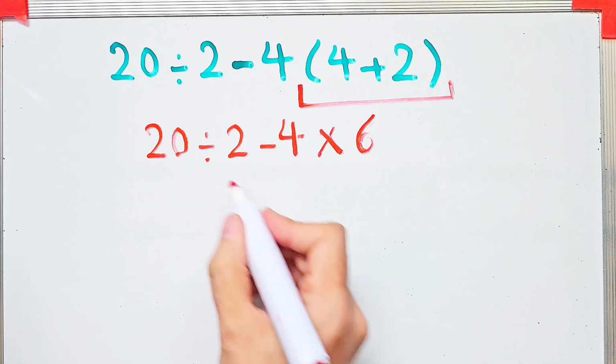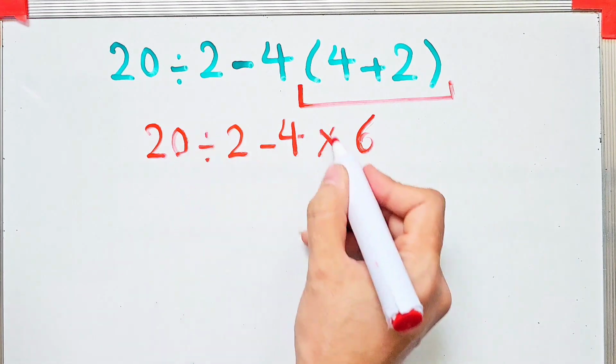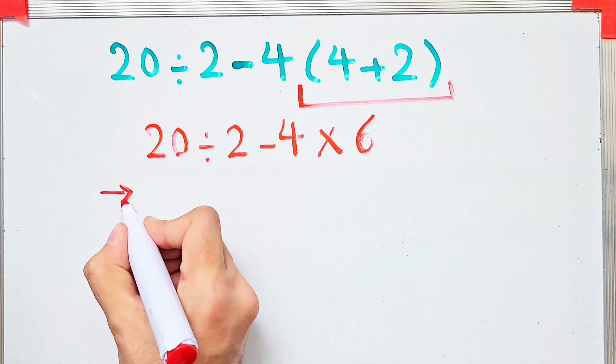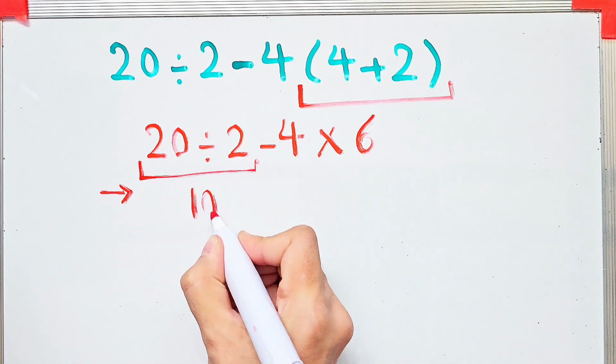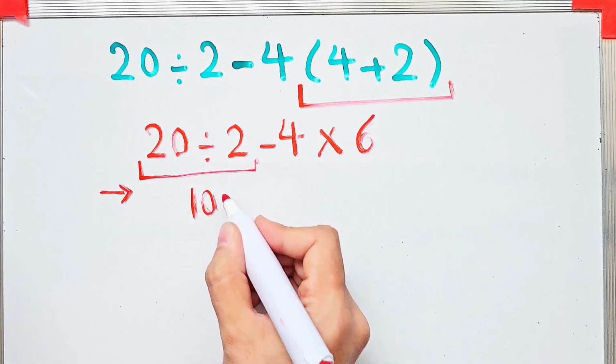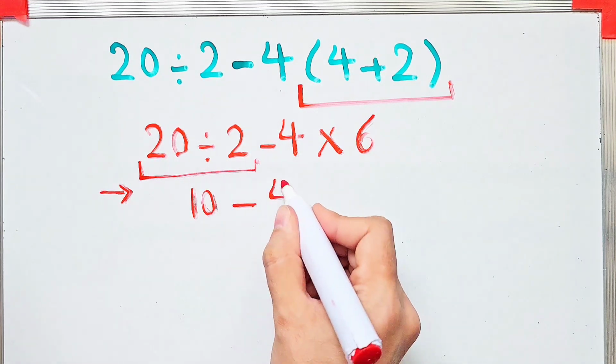Now, because we have multiplication and division, and the multiplication and division have the same priority, we start from the left and simplify. 20 divided by 2 equals 10. 10 minus 4, then times 6.